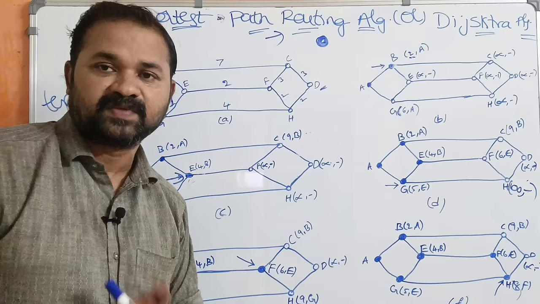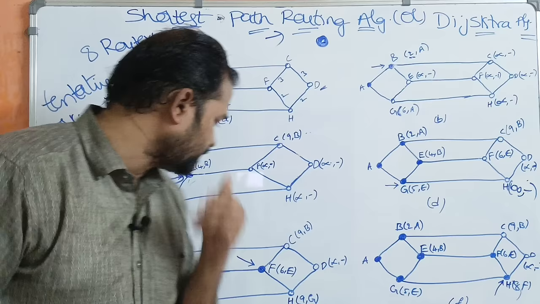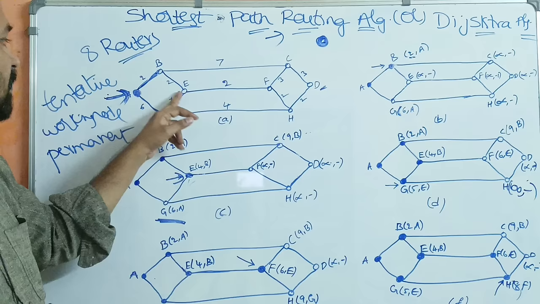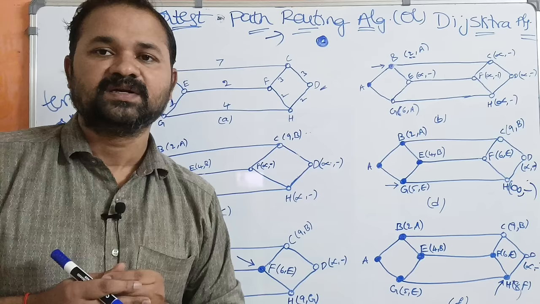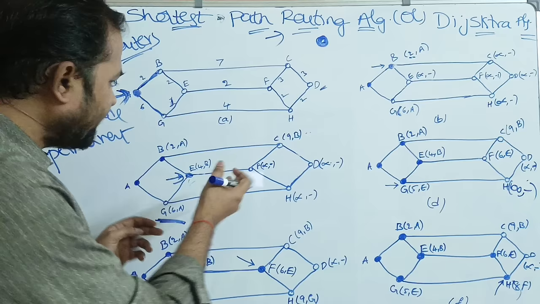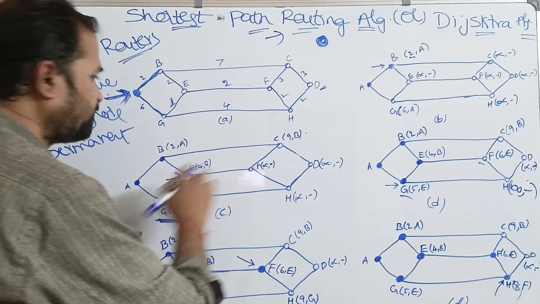Next, another neighboring node is F. What is the distance from E to F? 2. So 2 plus 4, that is 6. 6 comma E. So now what are the tentative nodes now? Now here we have F as well as G, and we have C also. So these are the tentative nodes, okay?